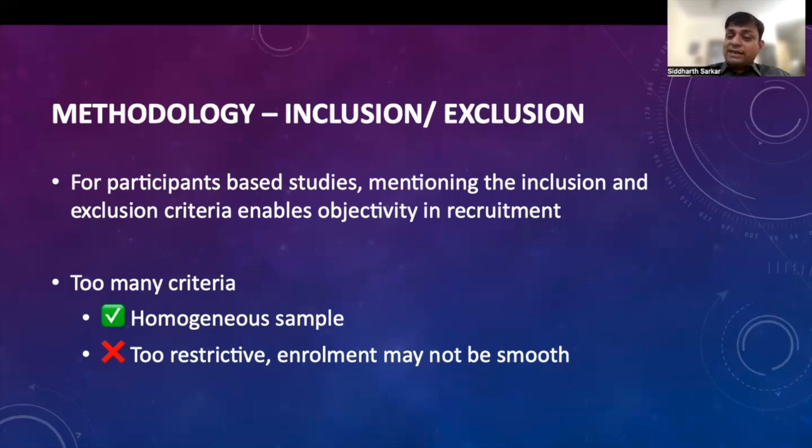If there are too many criteria, you get a too homogeneous sample, but too restrictive criteria make it difficult to get your sample enrolled. So you need to have a balance, and it is better to discuss your inclusion and exclusion criteria with your guide or your peers, so that you are able to complete the work, and at the same time your study sample is a little homogeneous and representative of the population that you are going to study.